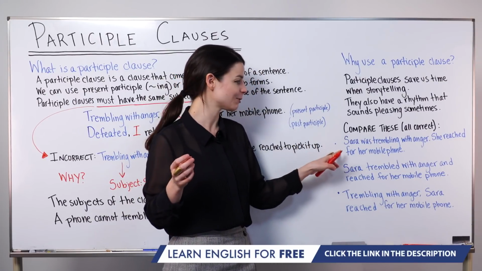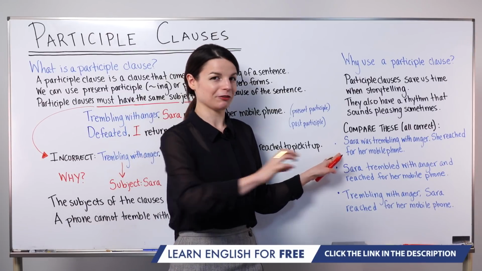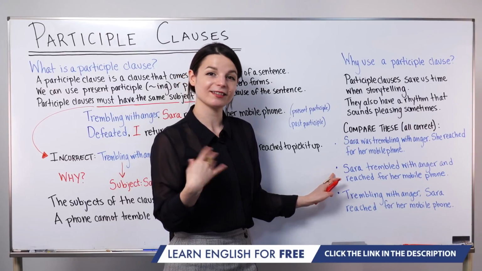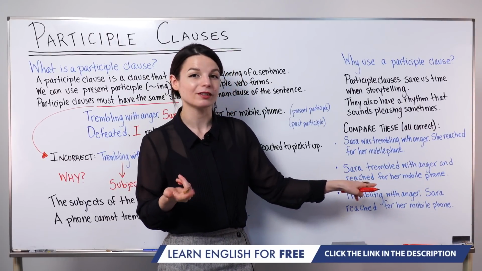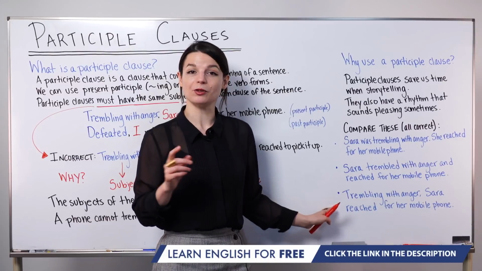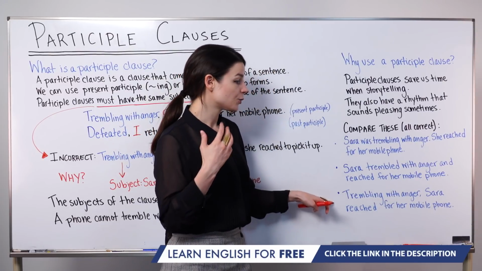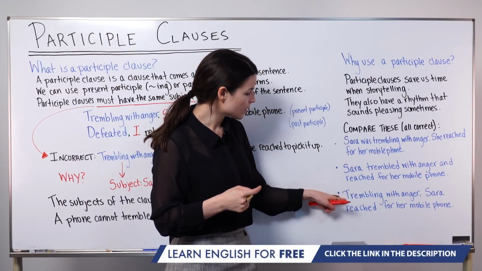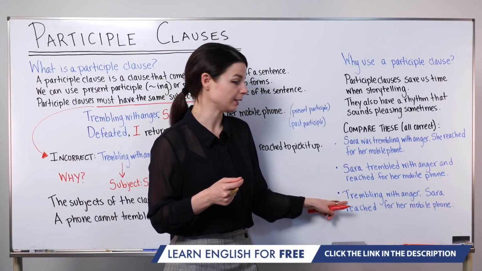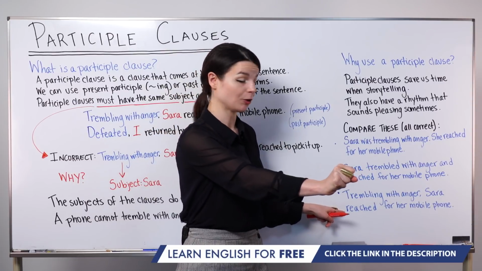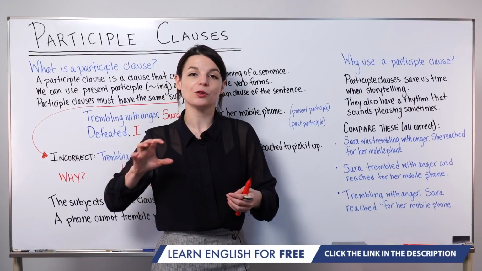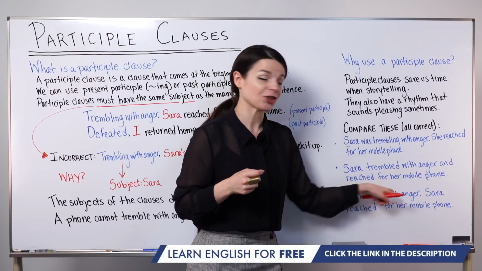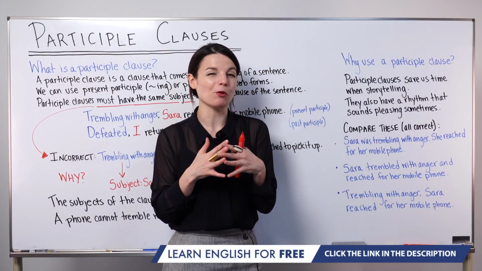So instead of this one, Sarah was trembling with anger, she reached for her mobile phone, which has this pause, this one does not have the pause. It shares the same thing. It feels a little bit like a report, though. Finally, going back to our original example sentence, trembling with anger, Sarah reached for her mobile phone. So here we're using present participle, trembling. Sarah reached for her mobile phone. This sentence shows us that the two are happening together. And because we've saved space here, by sharing the subject, it feels even more efficient.